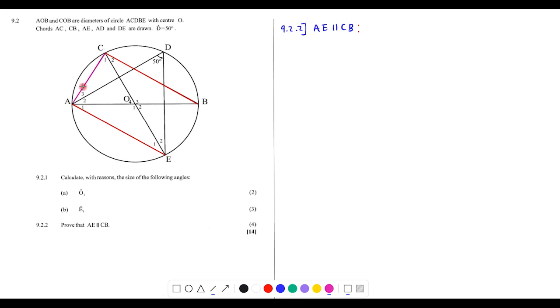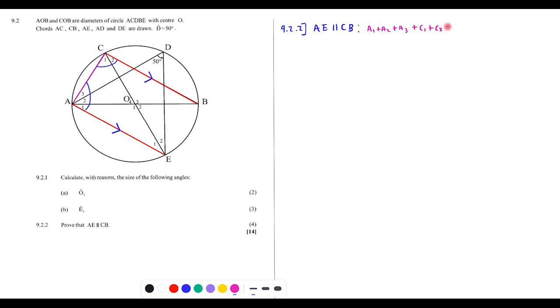So here, what do we see? We see AE being parallel to that. Then that will mean that the co-interior angles, this angle plus this angle, give you what? Give you 180. So if it were parallel, then we're going to say that A1 plus A2 plus A3 plus C1 plus C2 is equal to 180.